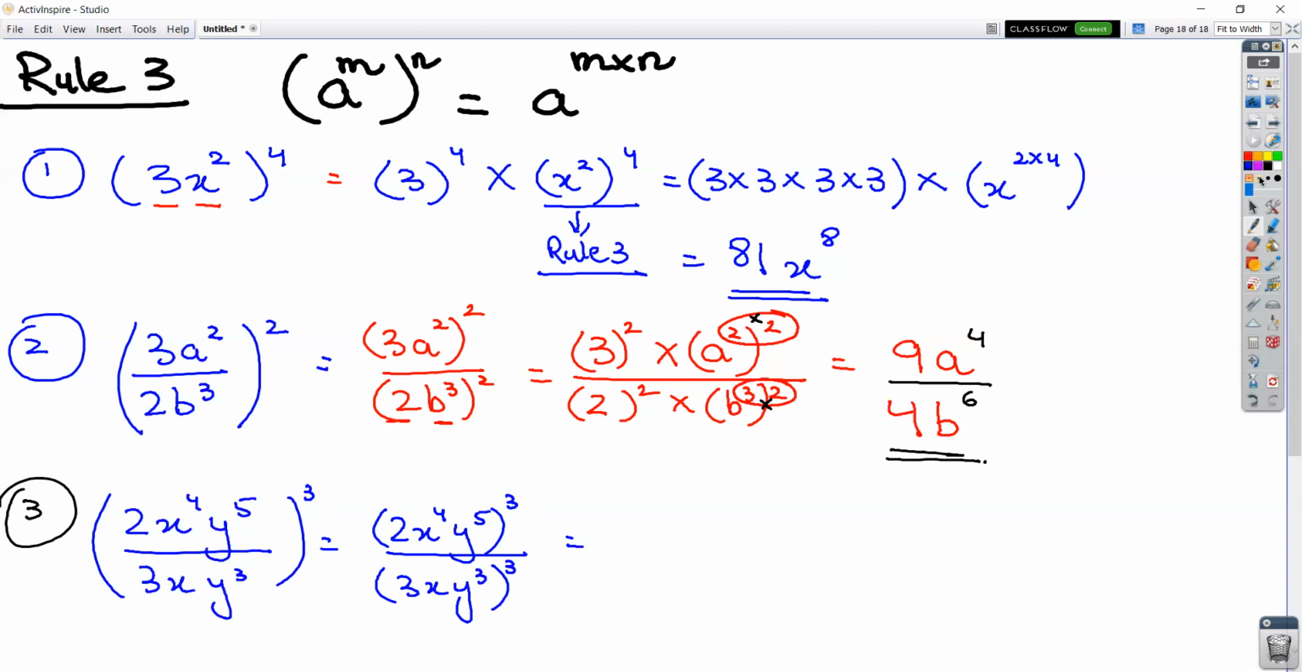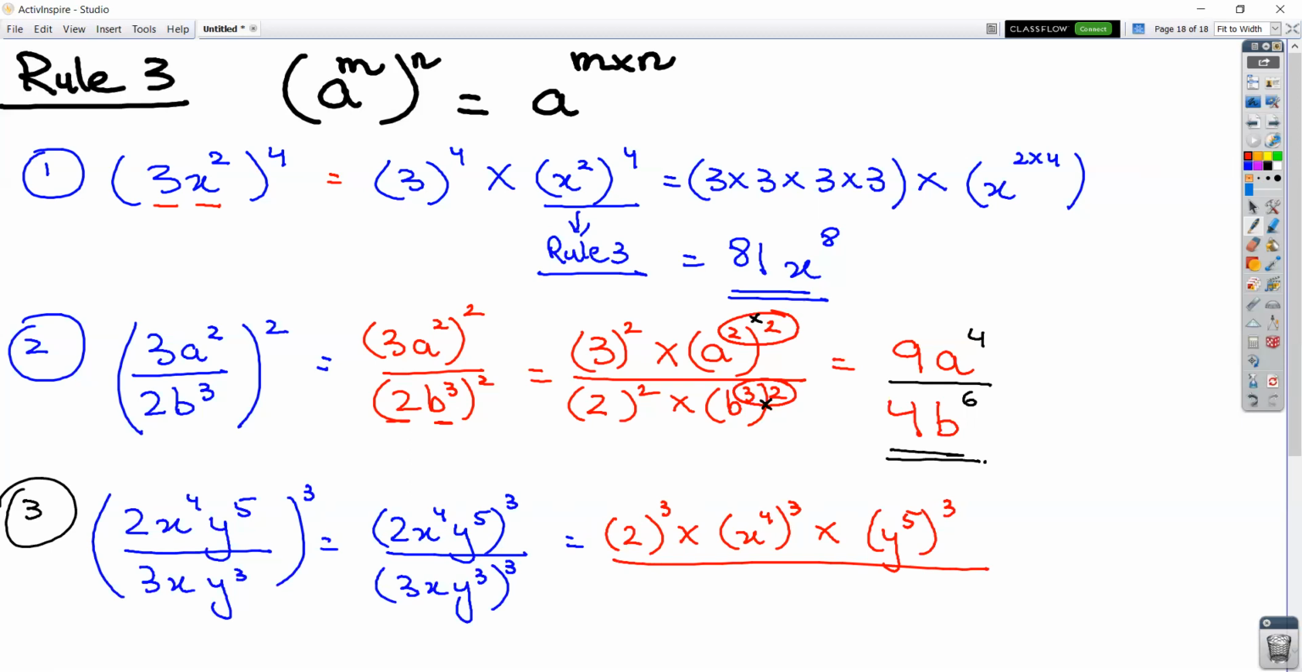Now, this step is very important because this step will be just giving the power 3 to each of the terms. So this can be written as 2 to the power of 3. There's a multiply sign in between. Then we are having x4 having a power 3. Then we are having a y5 having power 3.